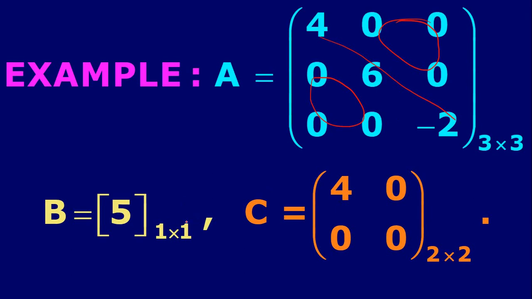So here we have 1 by 1 diagonal matrix and here we have 2 by 2 diagonal matrix. So here diagonal element may be anything and other element should be 0. So this is 2 by 2 diagonal matrix.